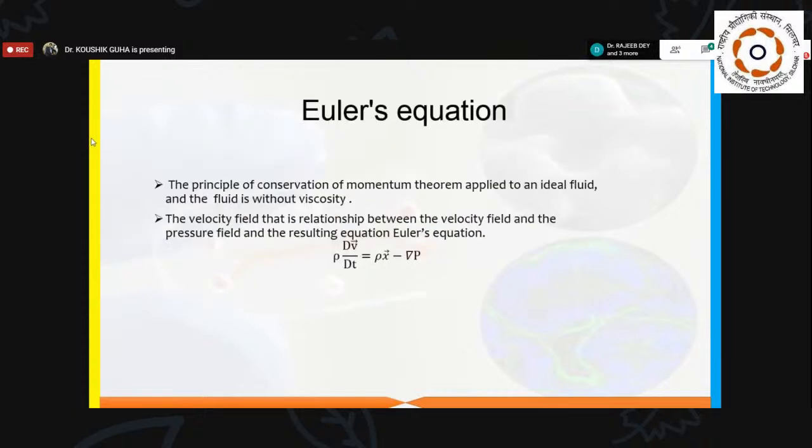But these are the basic equations for microfluidics. Those people who are working on microfluidics or the mechanical domain are well known to this type of equations. One is the Euler equation. This tells the principle of conservation of momentum applied to an ideal fluid, a fluid without viscosity. So this is the velocity field, the relationship with Euler's equations.